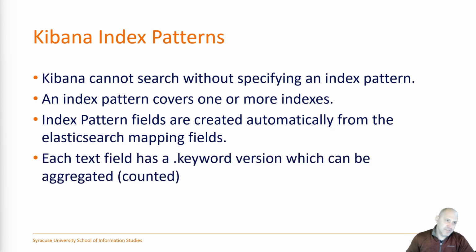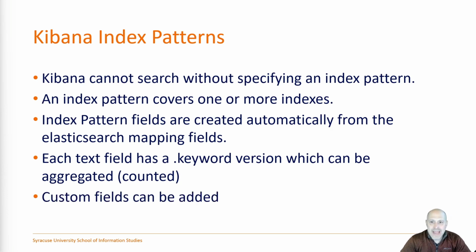Each text field that you see in Kibana has a .keyword version, and that .keyword version can be aggregated. So if you want to count the number of times Mike Fudge appears in the documents, you can do that, thanks to the keyword field. And again, custom fields can be added, and adding these custom fields is easy. It's much easier than trying to do the same thing in Elasticsearch, and so it becomes a great way to derive columns from your data.